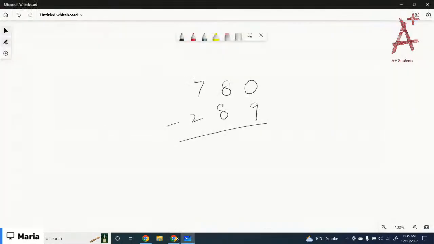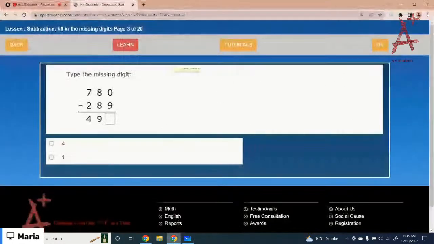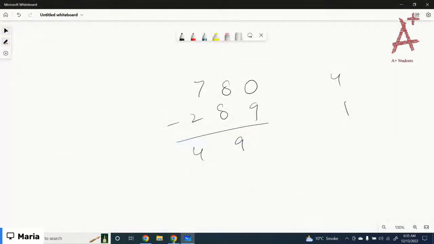The options are 4 and 1, I think. Okay, let's check with the first option. 0 subtract 9. You cannot subtract 0 out of 9. You must have borrowed 1. It would be 10 subtract 9. 10 subtract 9 is a 1. That means the correct option is the second one.